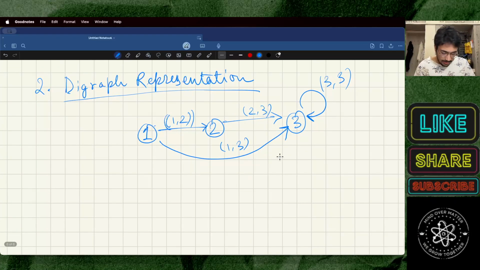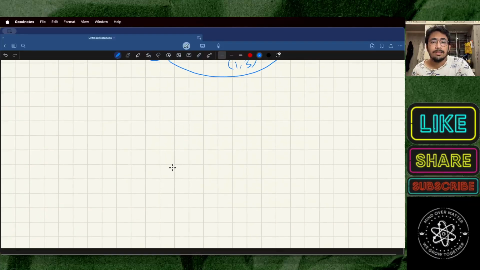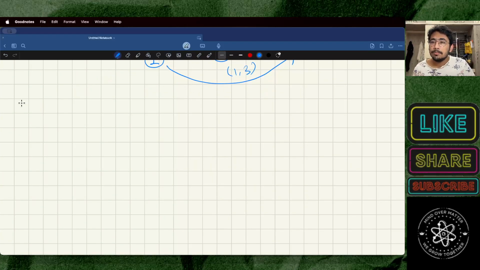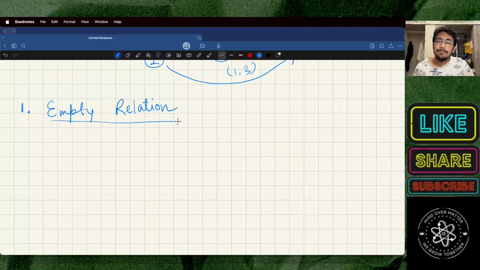I will be explaining some classifications of relations using both matrix and digraph representation, where applicable. I have not written everything here, but I will try to cover everything. Number one is the empty relation. The empty relation is nothing but the relation phi. It has nothing in it.